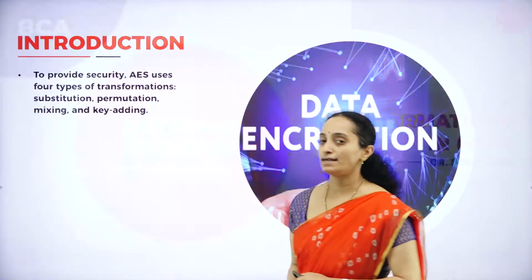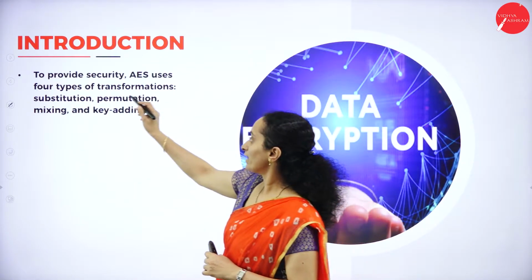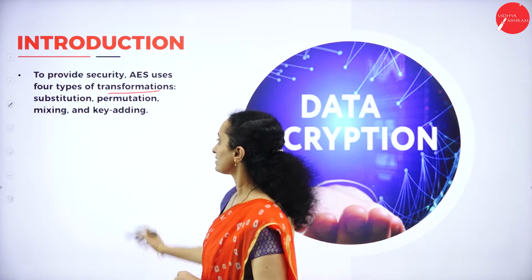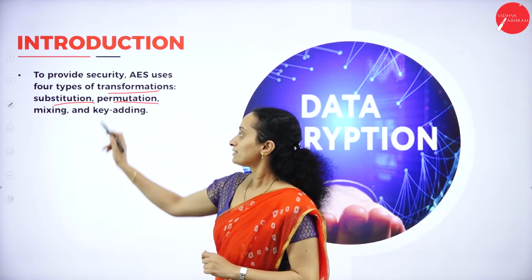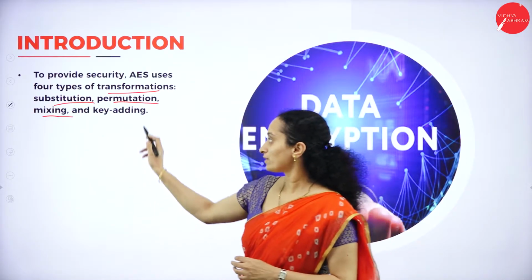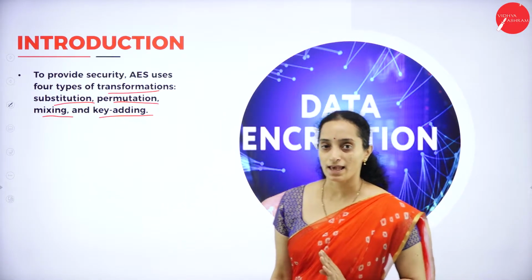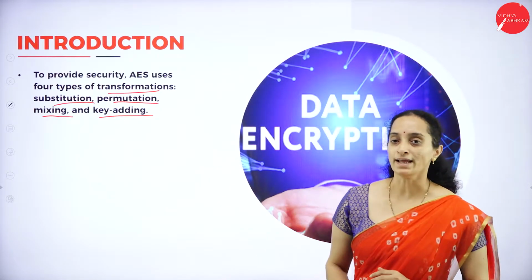Let's continue with the concept of advanced encryption standard. In this advanced encryption standard, the security will be provided by using 4 types of transformations. The first step is substitution, second is permutation, third is mixing, and fourth is the key adding. These 4 steps will be followed in AES, which gives you security over the data that is passing over a network.